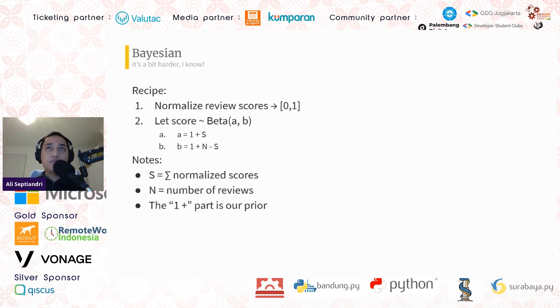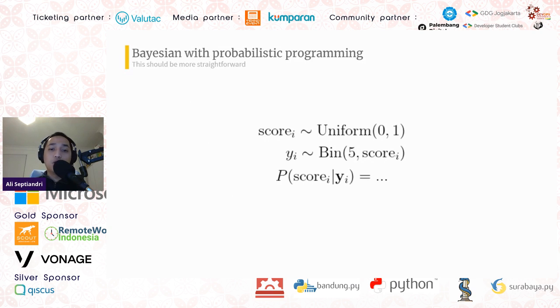But if this is hard for you to understand, you can always go back to the probabilistic programming case, where you model the score using a uniform distribution from 0 to 1. Basically, 0 is the worst and 1 is the best, and you model the true value of the review score, the average value, as the score, and then yi is the observed value, right? So you'll get something like a binomial distribution with 5 as the n. From 5 stars, what star would you get for each review? And you want to know the true value of the average score, given that you see some observed review scores from your users.